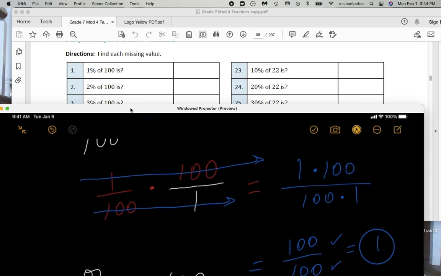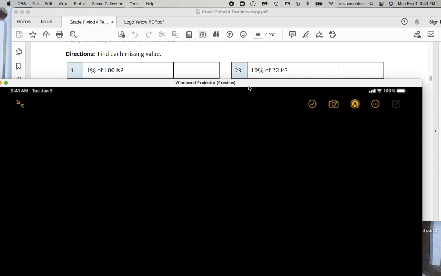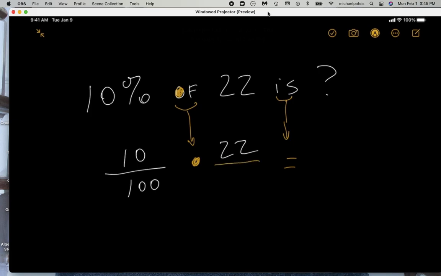Let's do 10% of 22. Let me rewrite that. 10% of 22 is question mark. First thing we do, we take this of. We circle this in our mind, and we create a multiplication sign. The next thing we do is we take this is, and we change it to an equal sign. Now we look at the 10%. We rewrite 10% as 10 over 100. We keep the 22 as is, with the exception of adding a hidden 1.